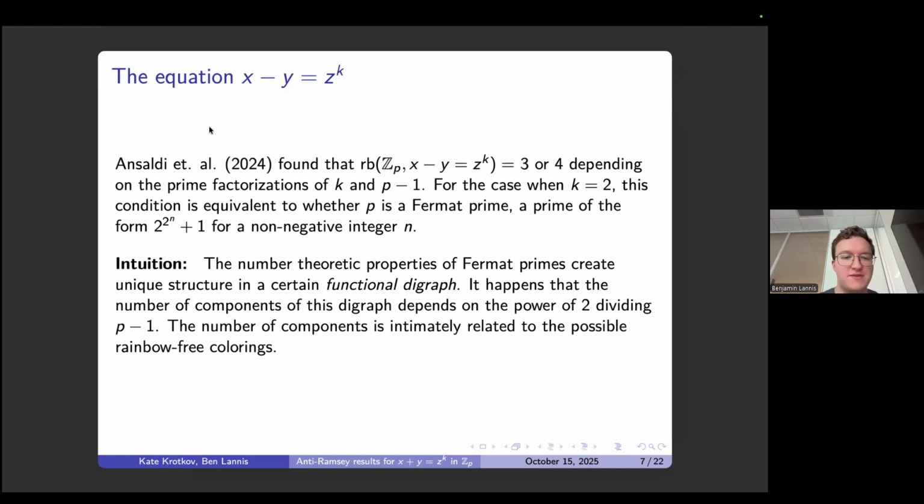The intuition for why this might be true is based on something that I'll introduce on the next slide, which is the notion of a functional digraph. Essentially, the number theoretic properties of Fermat primes create a unique structure in this functional digraph. And it happens that the number of components of this digraph depends on the power of 2 dividing p - 1. And lastly, you can show that the number of components of the digraph is intimately related to the possible rainbow-free colorings.